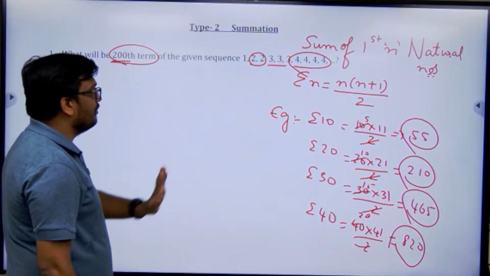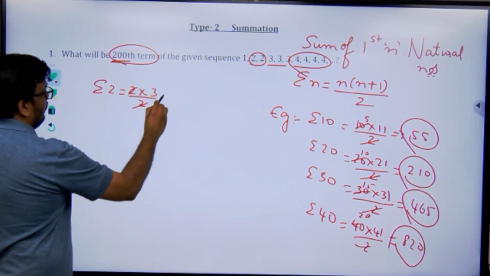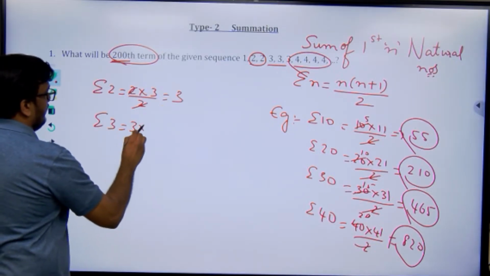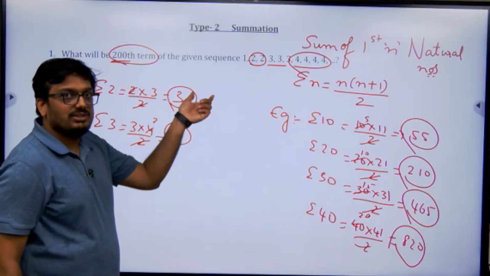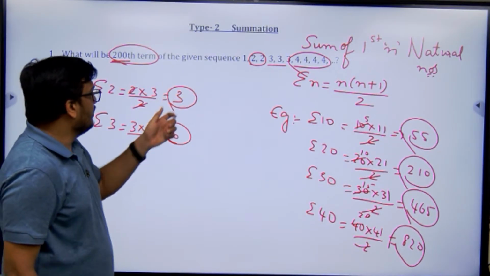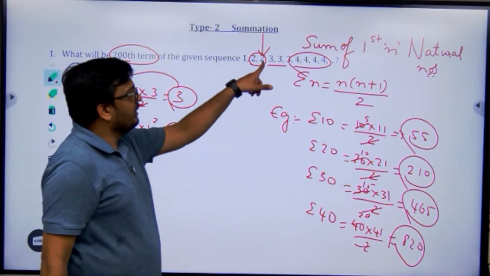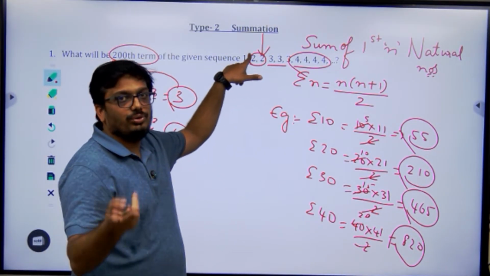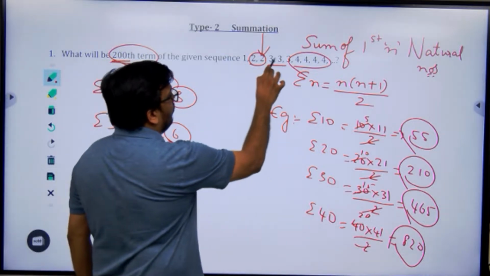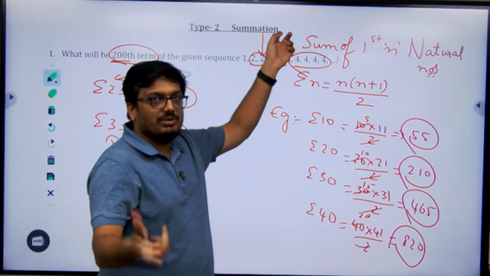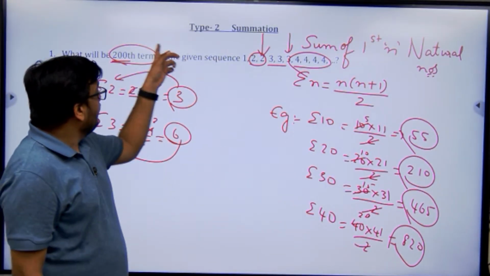So how to do it with summation? Listen carefully. Sigma 2 is 2 into 3 by 2, sigma 3 is 3 into 4 by 2. Sigma 2 being 3 means the third term ends with number 2, and 2 is repeated 2 times. And the sixth term ends with number 3, but 3 is repeated 3 times. Like this, if you write, you should find the 200th term.